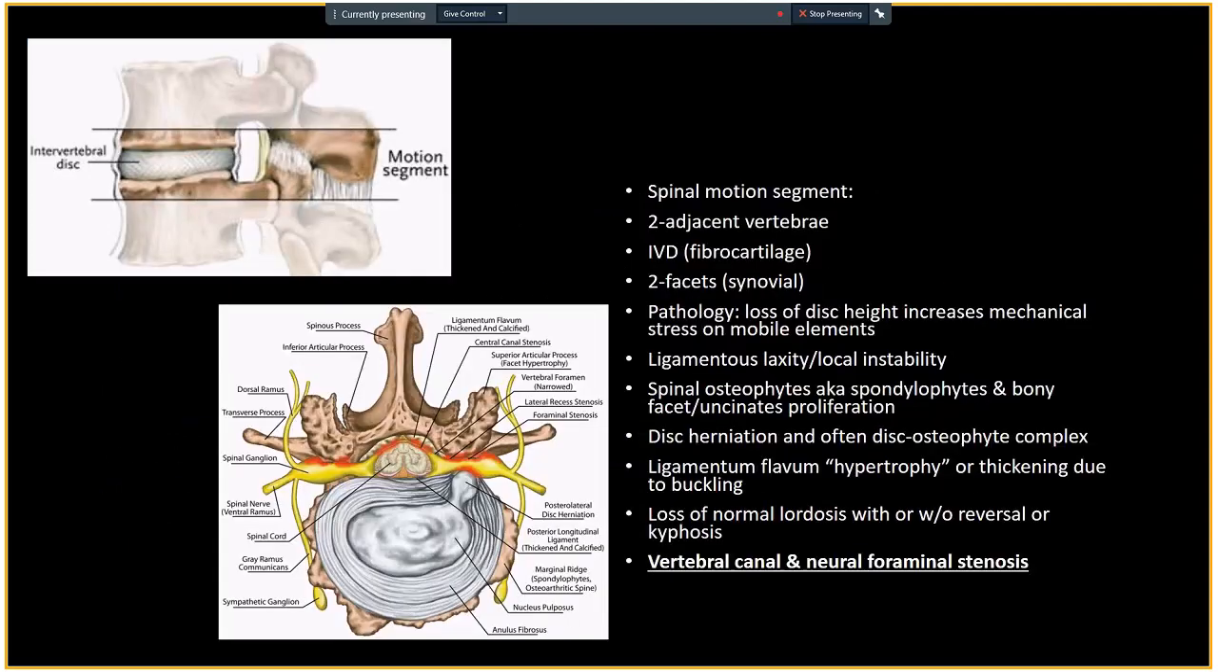Let's look at a nice diagram to indicate what we consider as a spinal segment. A spinal segment is usually considered as the vertebra above, the vertebra below, with the intervening intervertebral disc. That's considered as a spinal segment. So as you can see, the degenerative process initially starts affecting the disc.